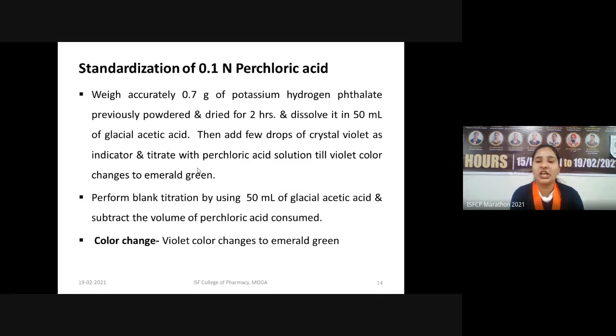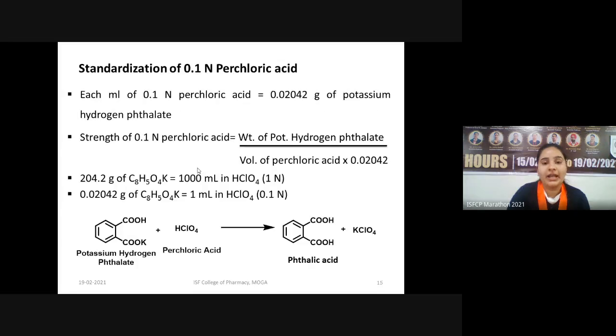Potassium hydrogen phthalate reacts with the perchloric acid and forms phthalic acid. By using this equation, we can find out the strength of the perchloric acid which is being used, and we can accurately standardize our solution. So each ml of 0.1 normal perchloric acid is equal to 0.02042 grams of potassium hydrogen phthalate. From this formula we can calculate the strength of the perchloric acid very easily.